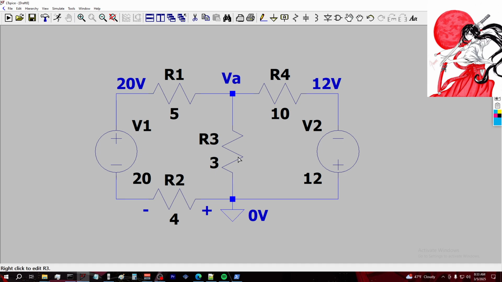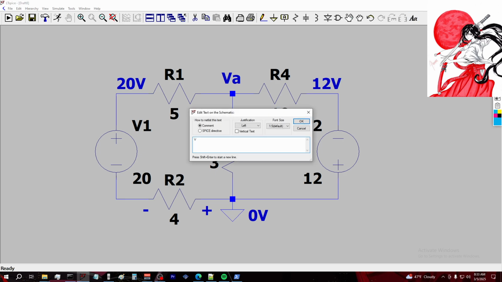So now what do we want to do? Let us see what we can do now. What I want to do now is write Ohm's law. So let me do that real quick. I times R.